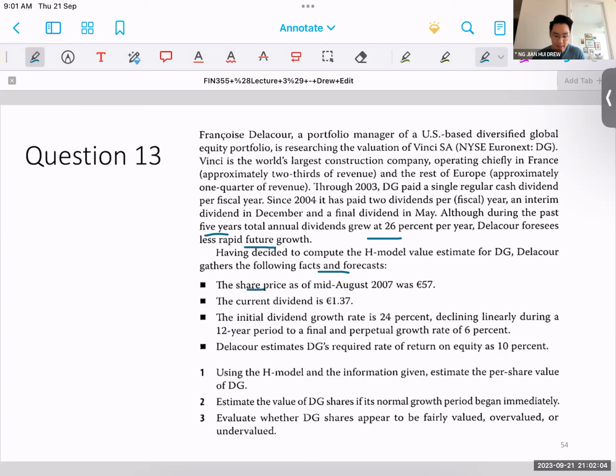The current dividend is 1.37. They give you the current dividend. Initial dividend growth is 2.4%, and it will decline linearly during the 12-year period to a final and perpetual growth rate of 6%. So there's going to be a linear decline.